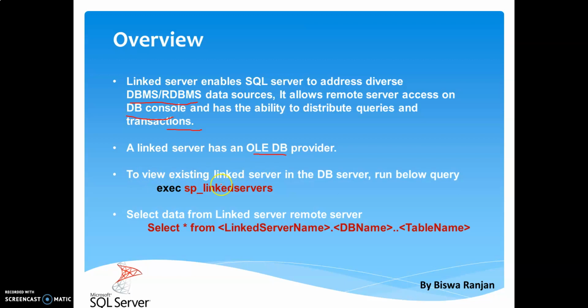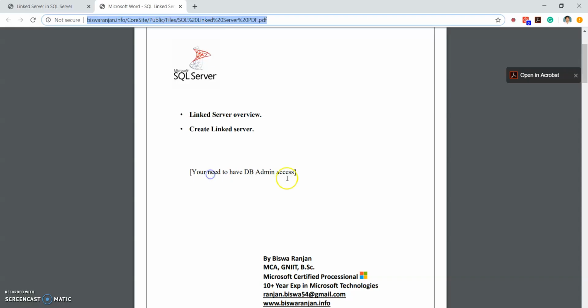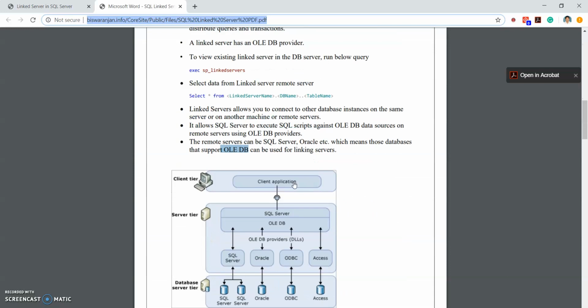To view existing linked servers, we can run this query: exec sp_linkedservers, to view what are the existing linked servers present in our database. Once a linked server has been configured, you can view the data like: select star from linked server name, database name and table name. For more detail, you can find my notes in my PDF.